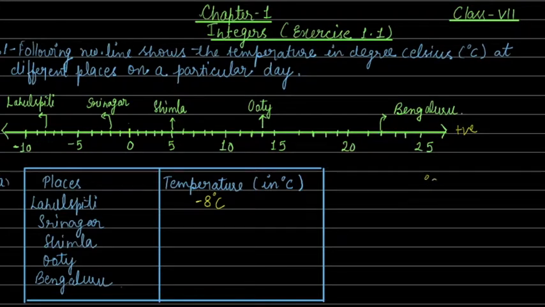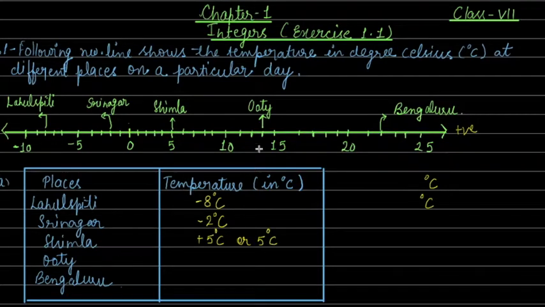This is how we write. This is the unit of temperature, degree Celsius. Now if you see Srinagar, this is 0, 1 and 2. But it is again on the left hand side of 0, so it will be negative. So it becomes minus 2 degrees Celsius. Shimla lies on the right hand side of 0, so it will be a positive number. Shimla is exactly at 5. So the temperature will be plus 5 degrees Celsius, or you can directly write 5 degrees Celsius. Even if you don't mention plus, it is understood that it's a positive integer.